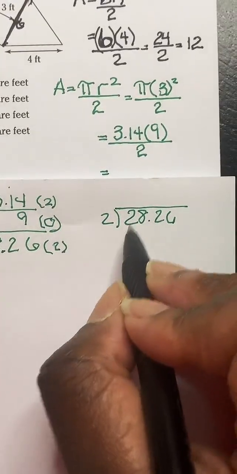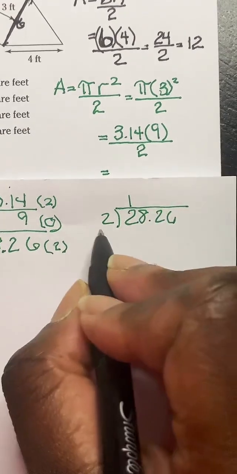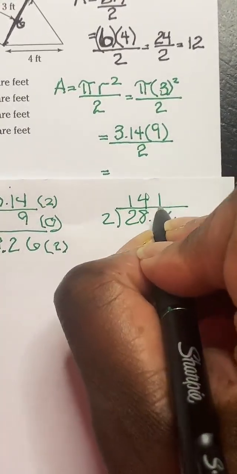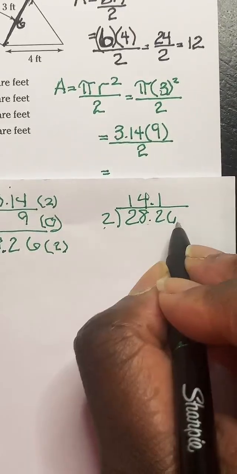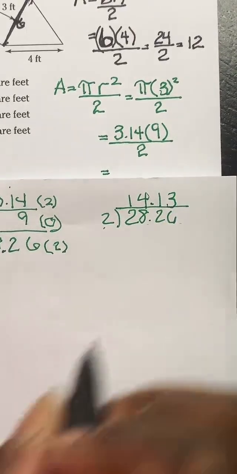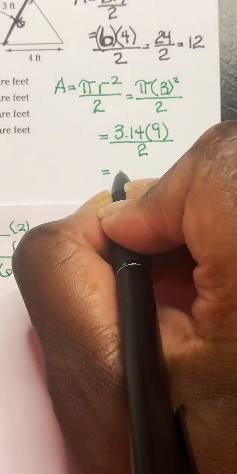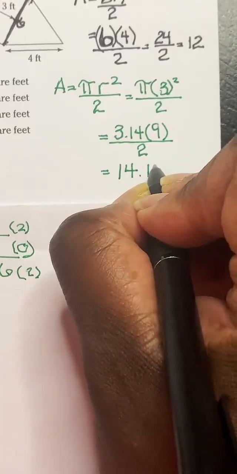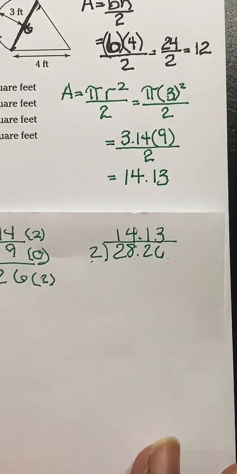Okay, so how many 2's can go into 2? 1. How many 2's can go into 8? 4. How many 2's go into 2? 1. How many 2's go into 6? 3. So that means our answer for this is going to be 14 and 13 hundredths.